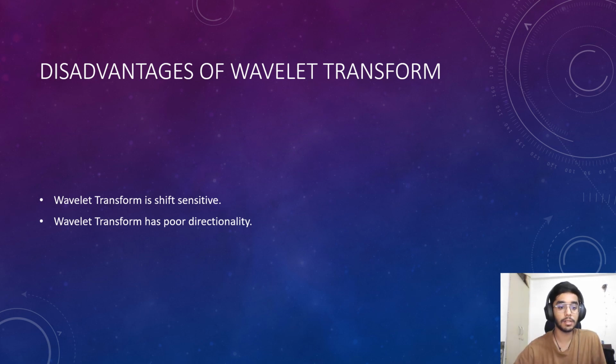Second disadvantage is that wavelet transform has poor directionality. This means that wavelets only work the best on a few angles like horizontal, vertical, and diagonal. In processing 3D images, wavelet transform struggles. It struggles to capture features like edges and represent features like textures of the images.